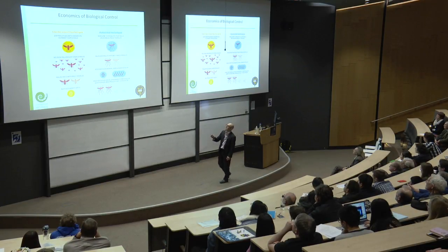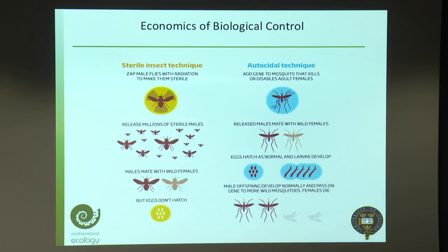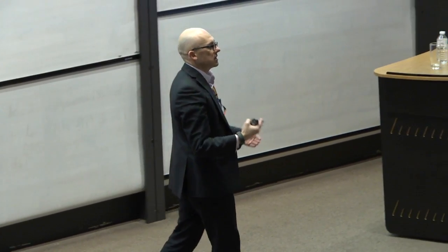And the idea is that you would mass rear these insects, zap them with radiation, make them sterile, and release them out into the environment, and they make no viable offspring. So the eggs don't hatch, or the insects die, or whatever it might be. So the idea being that you're aiming to send the population into decline because the matings are not successful.